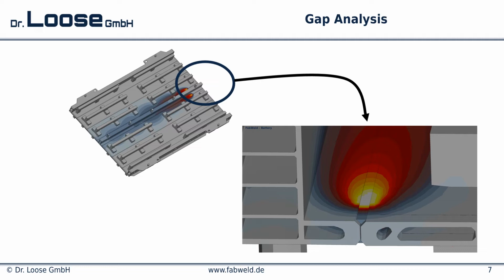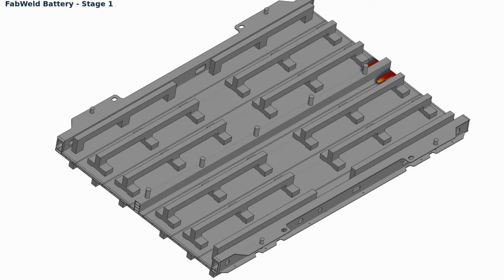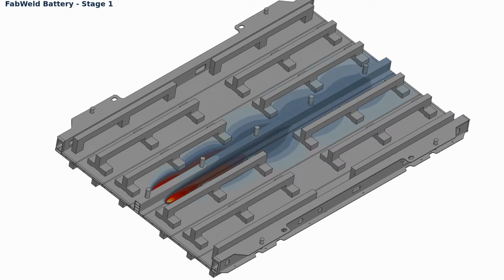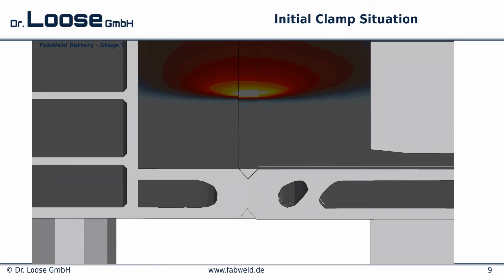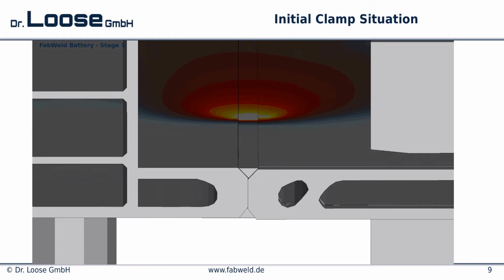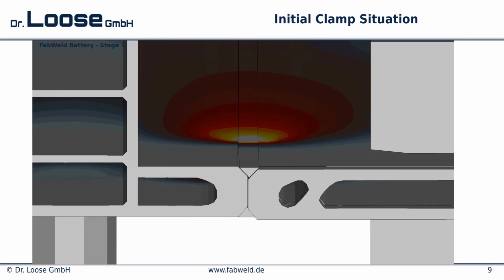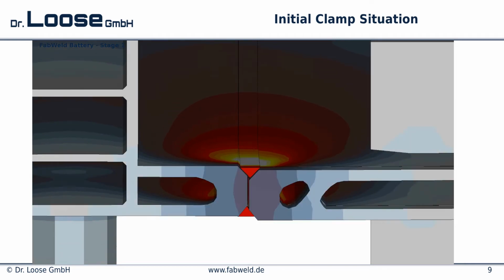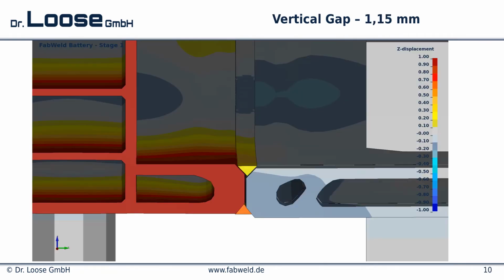Let us consider a battery tray made of welded aluminum profiles. The middle profile is welded simultaneously on 4 sides. Here we see the top side of the bottom plate of the battery tray. See the end of the profile where the gap formation occurs. We have a vertical and a lateral gap. The vertical gap is nearly about 1.15 millimeters.